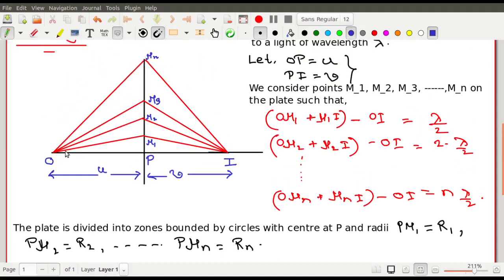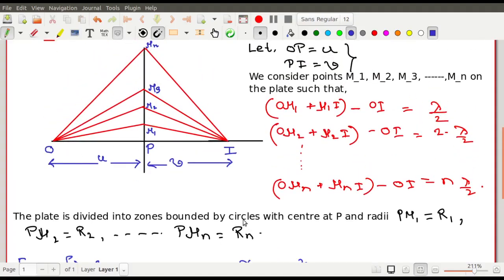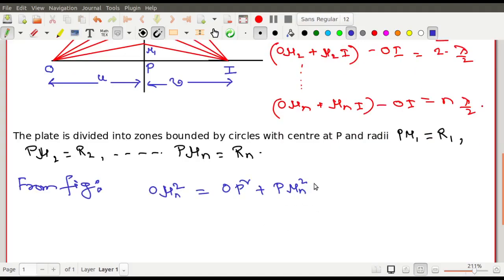OMN square, that is the hypotenuse square, is OP square plus PM square. That's fine. It is just Pythagoras theorem, nothing else. You take OP square common from here, so that gives you 1 plus PMN square divided by OP square. Okay, I have written it. You write it.